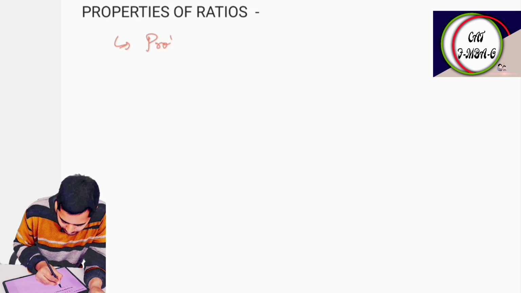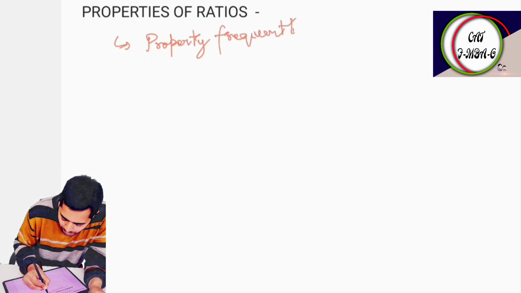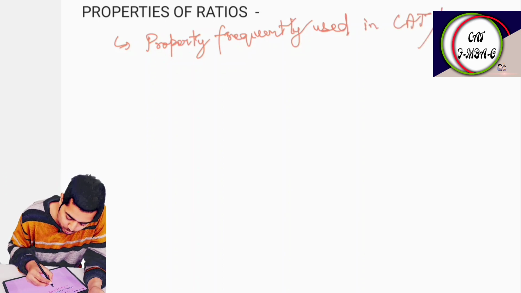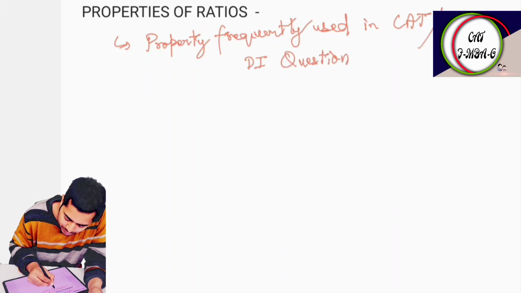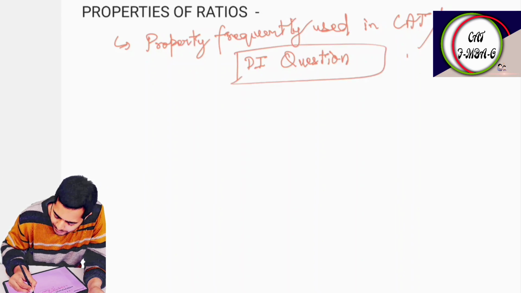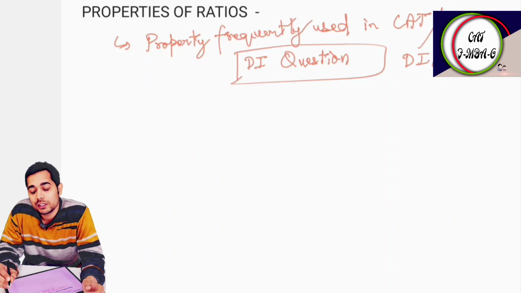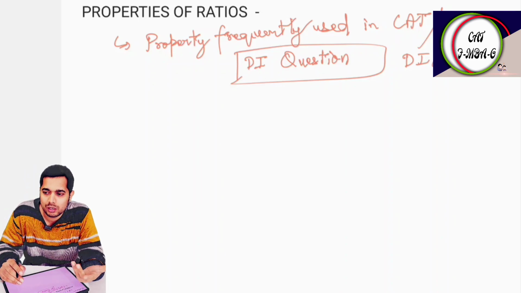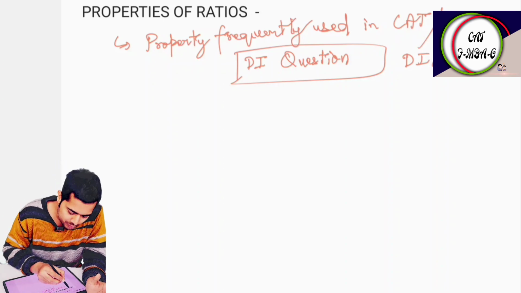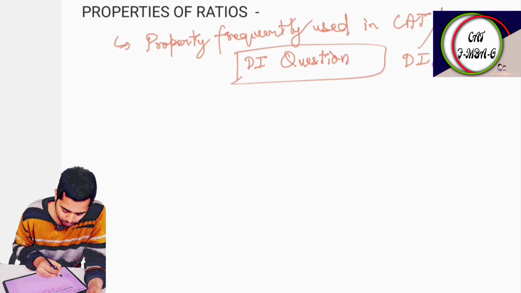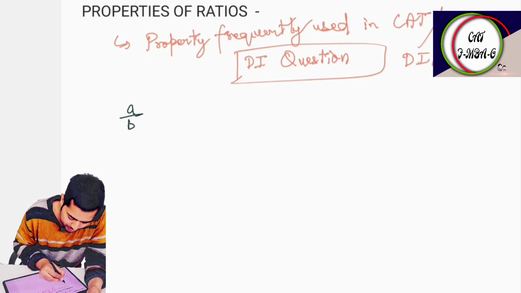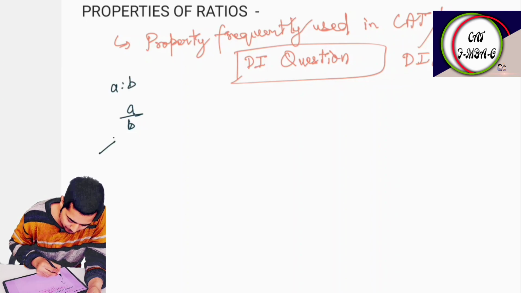What I am going to talk about is a property frequently used in CAT, and this property is frequently used in DI questions also. If you are doing comparisons, or solving DILR, that is data interpretation and logical reasoning, this property is going to help you a lot. You do not have to use the calculator. So let's see what this property says. Let us say there is a fraction or a ratio A by B, or A is to B, but this is a proper fraction.